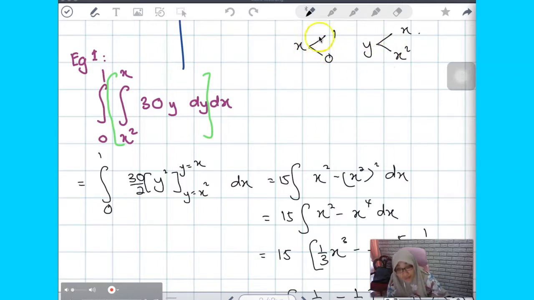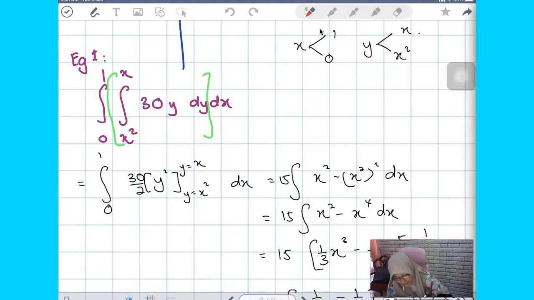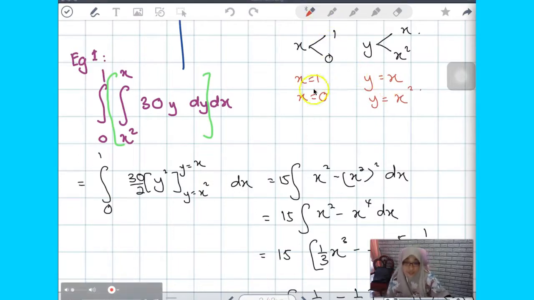So we look at the constants here. From there you can have x equal to 1, x equal to 0, isn't it? And then for y, what is the function? y equal to x and y equal to x squared. Okay, so next, after you rewrite into equation form, you have to sketch them.